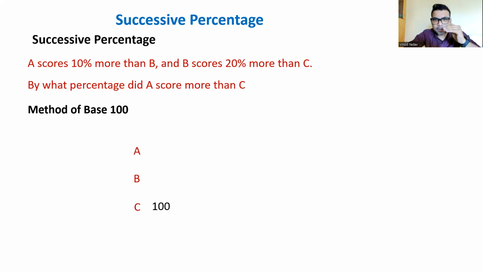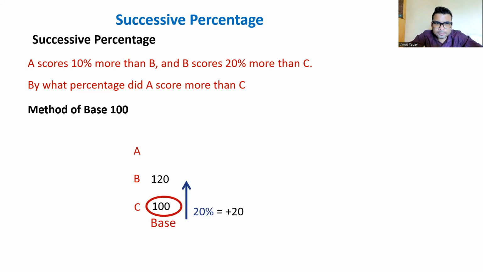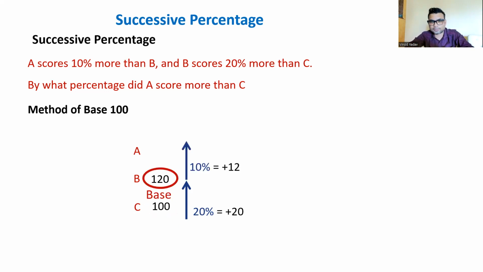If C scores 100, B scores 20% over and above 100, so 120. First line was A scores 10% more than B. So if B is 120, now more than B, so B is the base. So you need to find 10% of 120, not of 100. So 10% of 120 is how much? 12. Isn't it? 1/10. So 12, right? So A scores 12 more than B. So ultimately A scores 132. So now if you compare with C, it was 100, A is 132. So now the relation is, yes, 32% over and above.